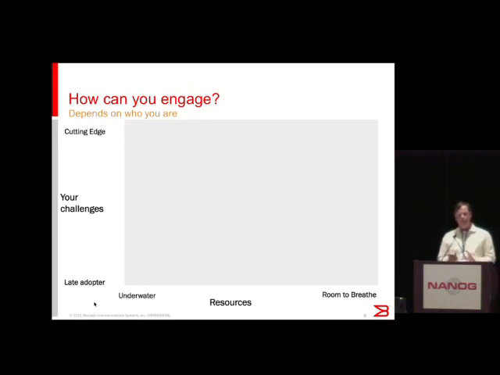Not this whole space is interesting. There's only some of these spaces that really make sense. If you're underwater in terms of resources and at the cutting edge, you should just bail. You're not going to be able to accomplish much. So that's not a realistic space. And in the other corner, you have tons of time and you're not in a very demanding environment. I don't think very many people in this room are in either of those corners. It's going to be more along the diagonal.